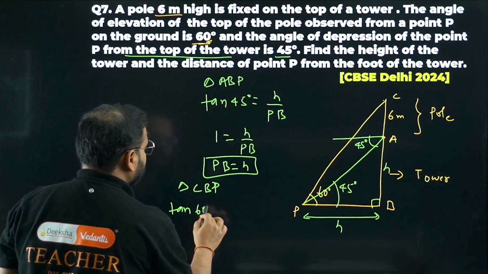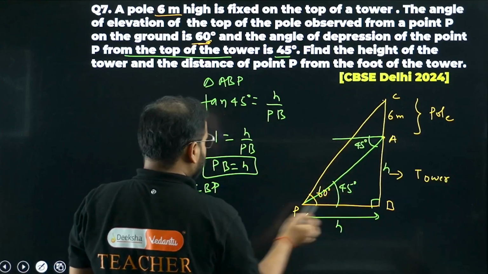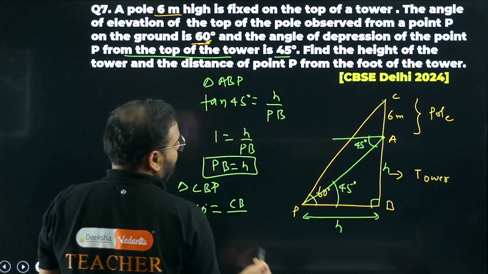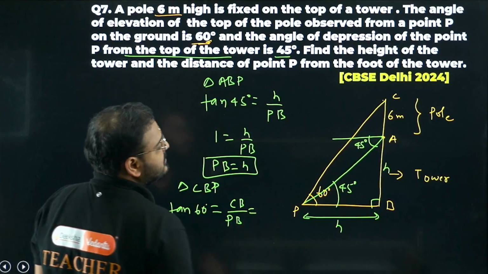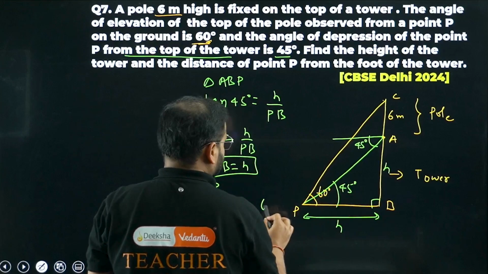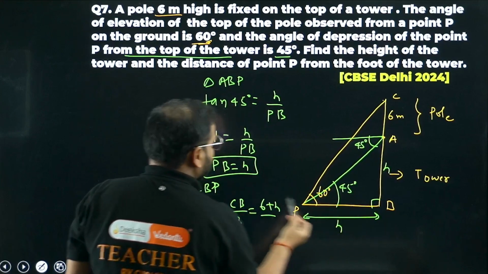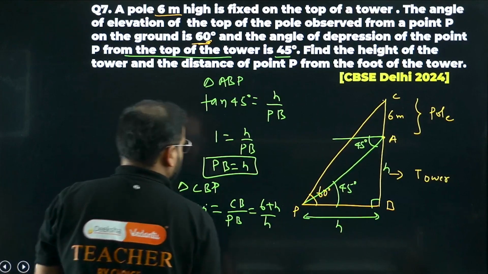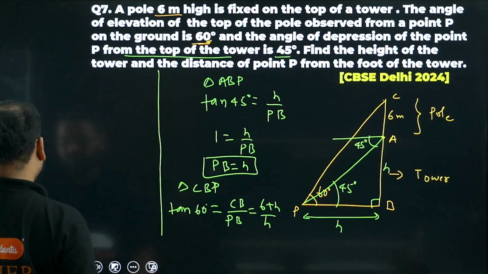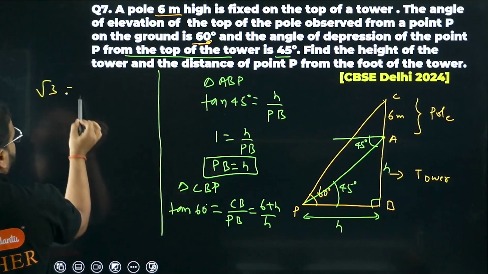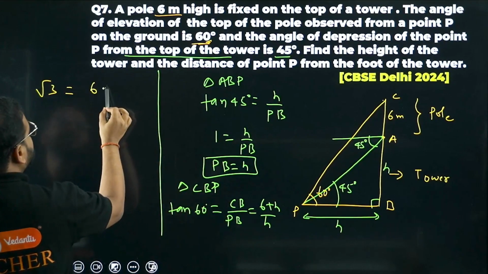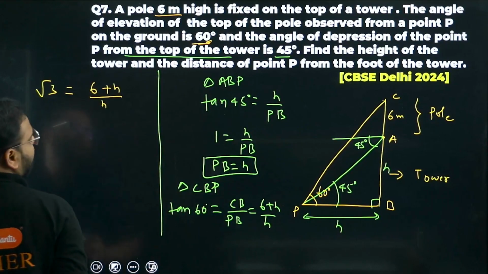Tan 60 degree will be what? It will be CB upon PB. What is CB, sir? CB is 6 plus H. What is PB, sir? Please check here. H again. Now have a look at the calculation. Tan 60 is what, sir? Root 3. What about this? Remains as it is, 6 plus H upon H.